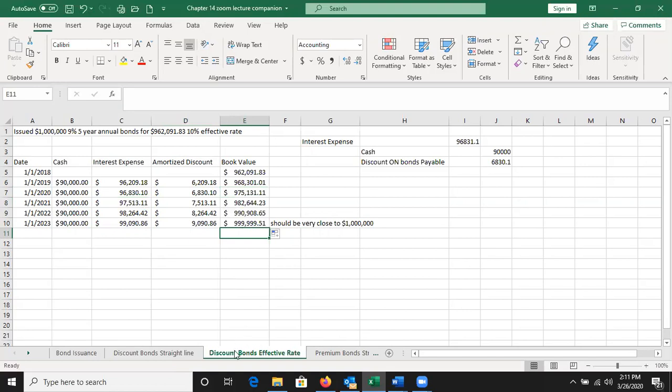So that's discount bonds with the effective rate. The journal entry setup does not change. It's just the dollar amounts. Okay. And it's just a different way to recognize interest expense. What GAAP says is you should recognize less interest expense early on because of the book value of the bonds. And then as the book value grows, you recognize more interest expense. Okay.